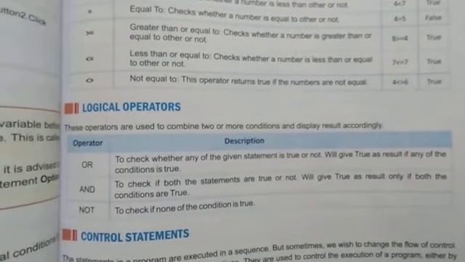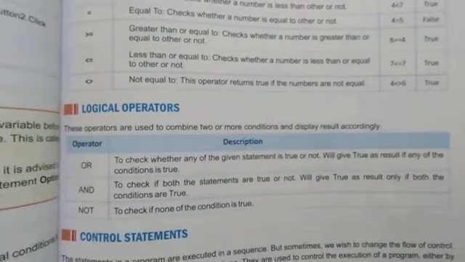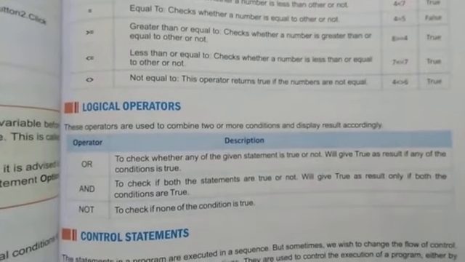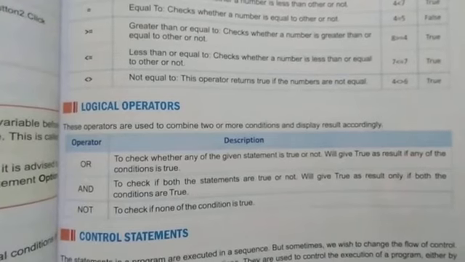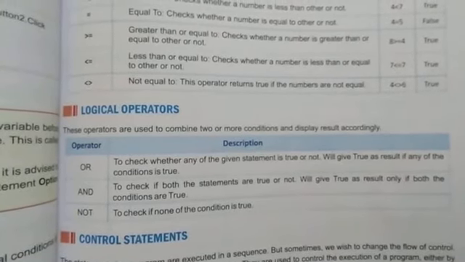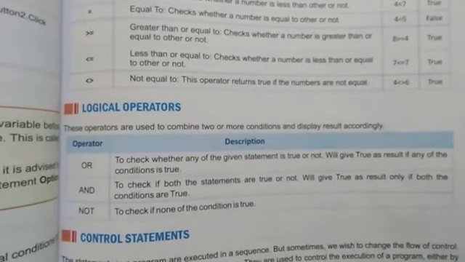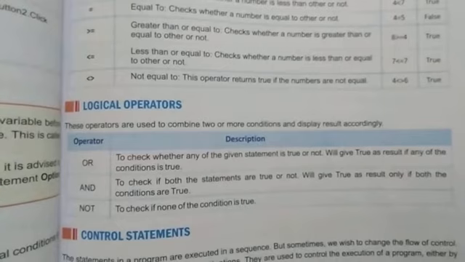check all the conditions, but if any one of the conditions is true, then the result will also be true. But when we use the AND operator, it will check all the conditions. It will depend on all the conditions. If all the conditions are true, only then the AND operator's result will be true.